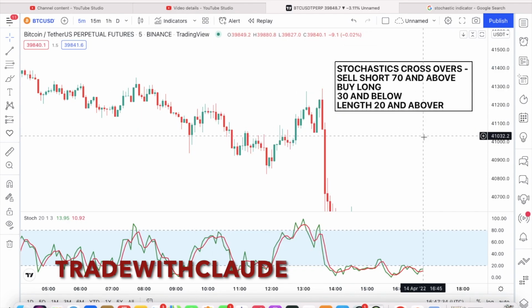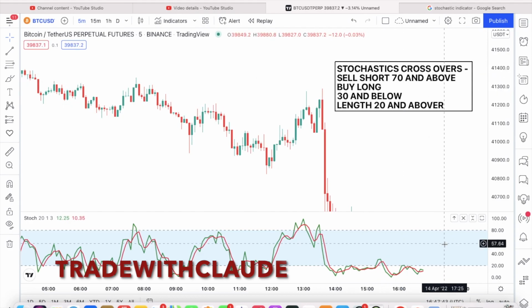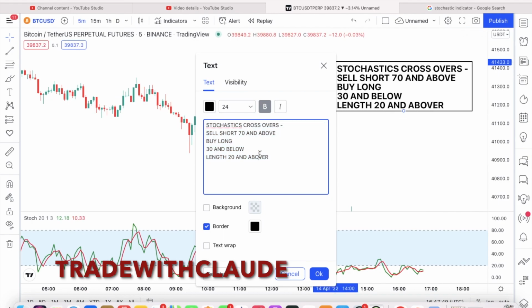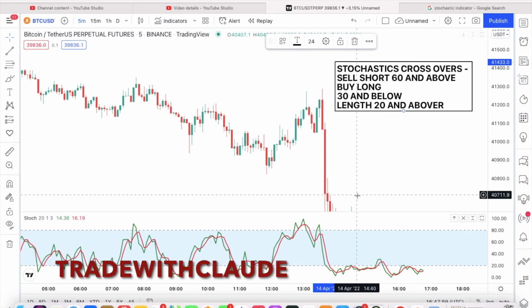So what I just showed you all now is a cheat sheet. I said the stochastic crossovers, sell short should be 70 and above. Looking at this now, you will say, okay, I can make it 60 and above. Then here now should be 40 and below.